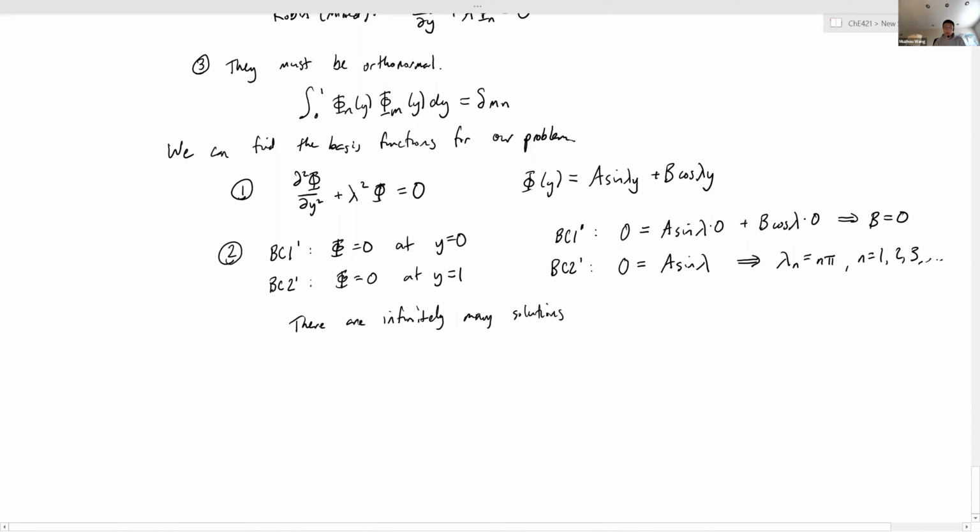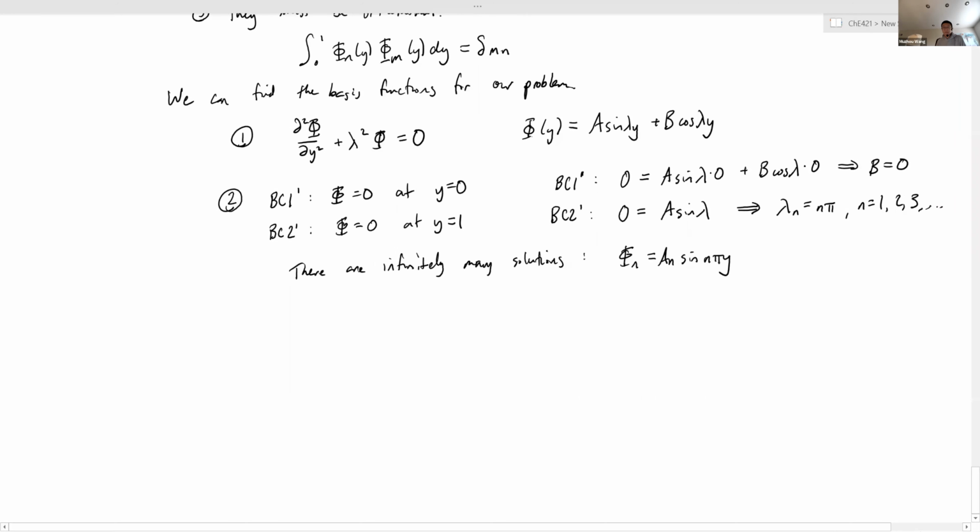Right? Those solutions look like this. And then it's the third condition here that gives us what the values of a sub n are. It's that these solutions have to be orthonormal.